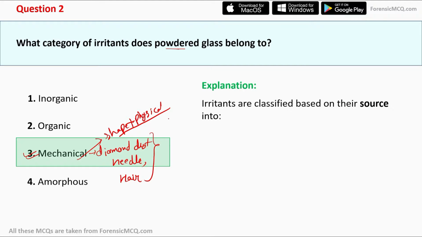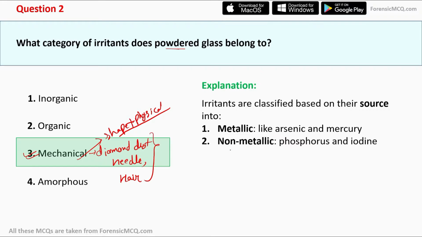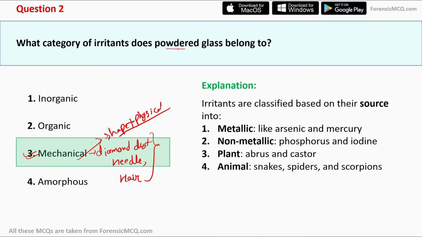Now let's check the explanation part. Irritants are classified based on their sources into: first, metallic. We already talked about that in the last slide, that is arsenic and mercury. Second, non-metallic, phosphorus and iodine. Third, the plant, Abrus and castor. Fourth, the animal, that is snakes, spiders and scorpions. And fifth is mechanical, that is powder glass, diamond dust, hair and needle. So there are different types of irritants, categorized based on their sources of origin.